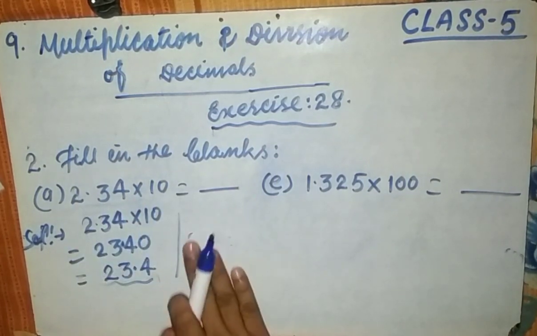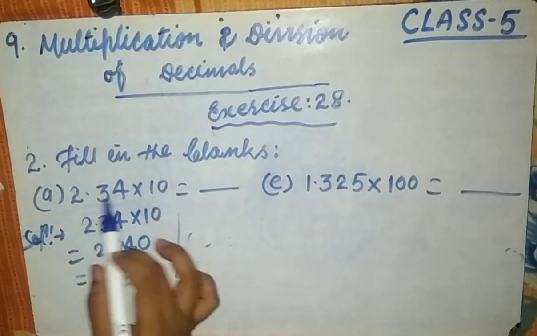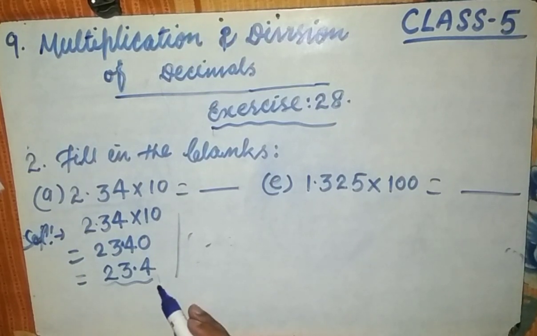Okay, now this is a very simple way. First multiply, then place the decimal after counting the number of digits from the decimal in the question's right hand side.